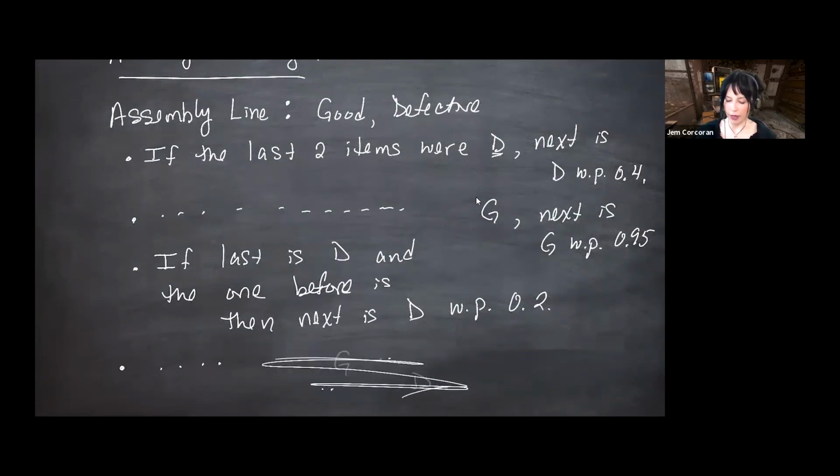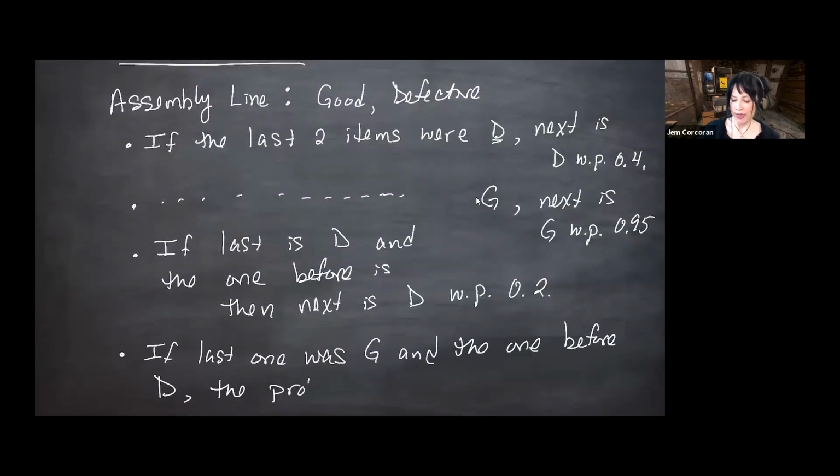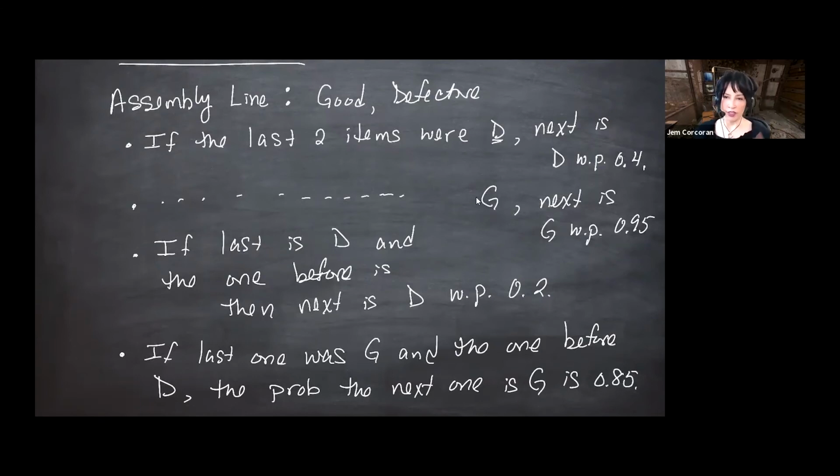I need to write this out. I'm sorry, I'm going to make a mess out of this. So one more line. If the last one was good and the one before defective, the probability that the next one is good, I'm going to say is 0.85. So although 2 days of history are mattering here, the next one is defective with probability 0.2.